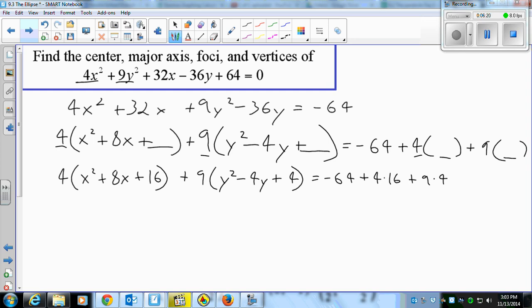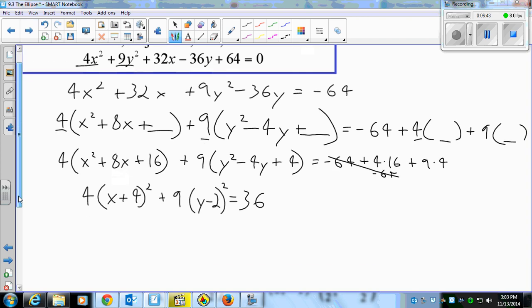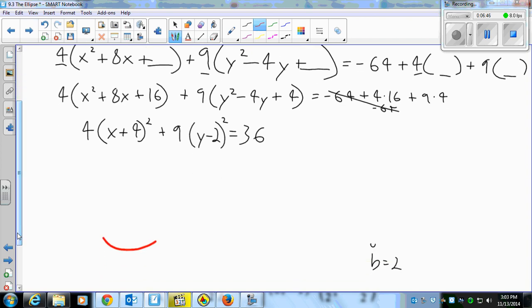So I clean this up and factor these out. So I get 4 times my perfect square, (x plus 4) squared, plus 9 times (y minus 2) squared equals, that's negative 64, those cancel out, and I'm equal to 36. So remember, my general form on this right side needs to be equal to 1. So how am I going to fulfill that need?